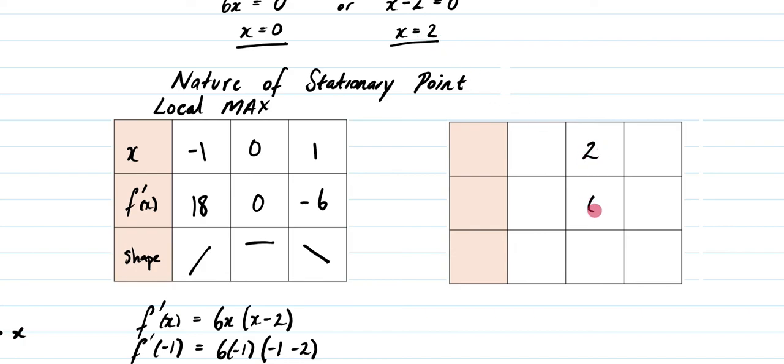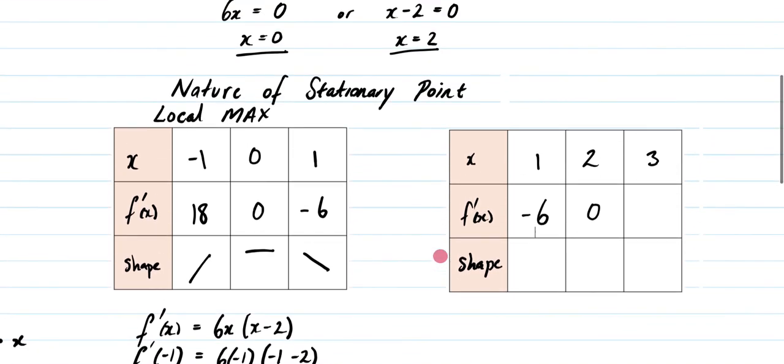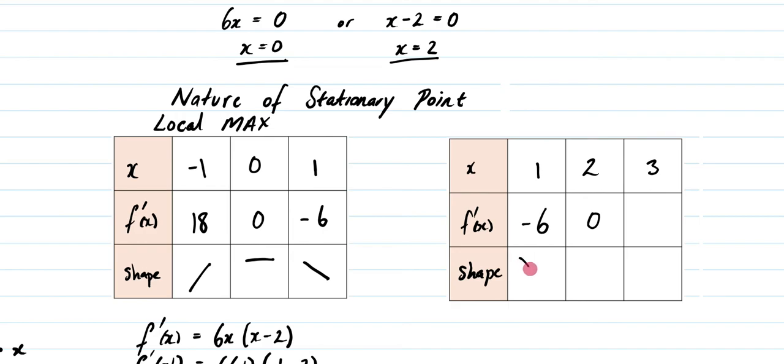So 2, 0, this is my x, this is f dash of x, and this is my shape. This is a long question. So what I'm going to do now is put in a point before it. So let's put in 1, let's put in 3. If I put in 1, that's going to be -6. This, therefore, is going to be a negative. I already know that. I don't have to prove it again. I know it's going to be -6. So therefore, my graph is going to be going down. Then it's going to be flat.